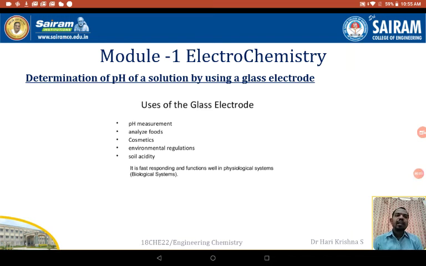Good morning. In our previous session, we discussed the construction and working of the glass electrode. We discussed what ion selective electrodes are and also their applications. One application of the ion selective electrode is the determination of the pH of a solution using a glass electrode. Let us discuss some of the uses of the glass electrode.